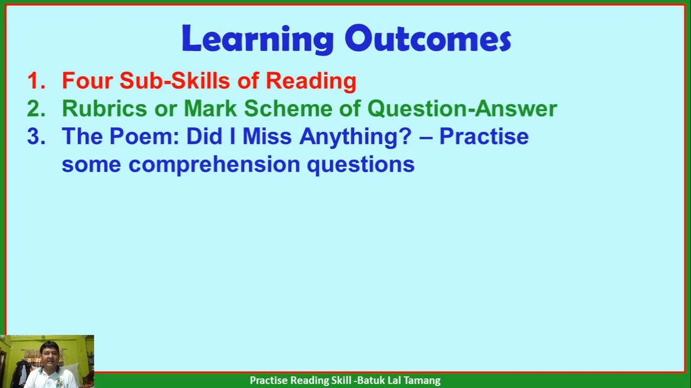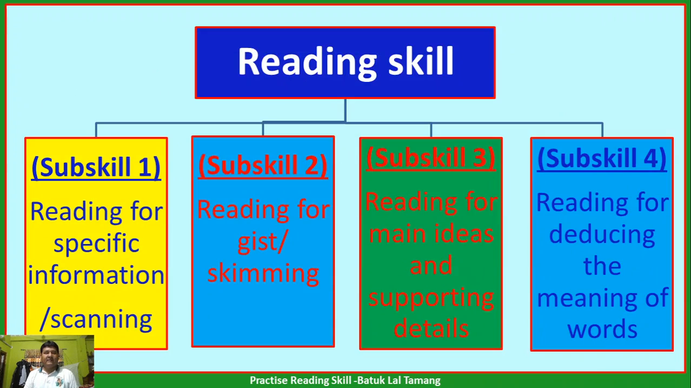The first point is we talk about 4 sub skills of reading. The second thing is rubrics of question answer or mark scheme of question answer. And the third and most important part is a poem. The title of the poem is Did I Miss Anything? We will practice some comprehension questions related to this poem. Yes, let me start the first point, that is the sub skills of reading.